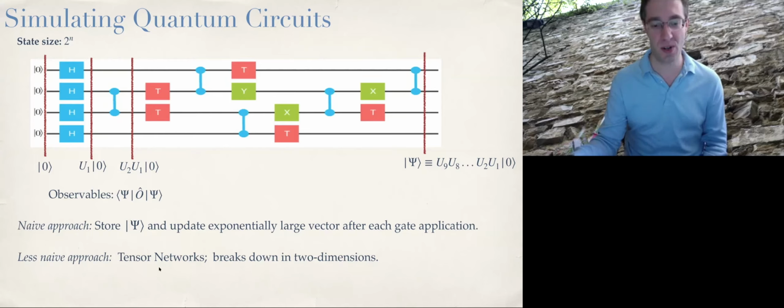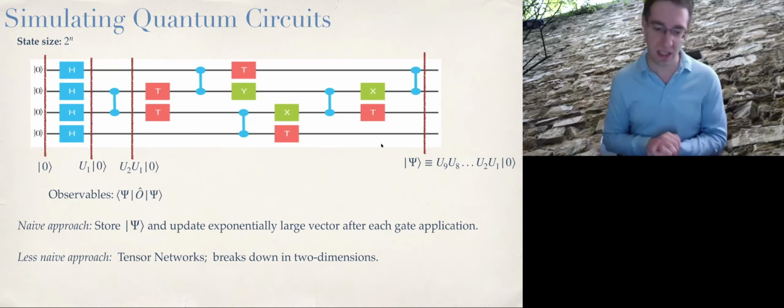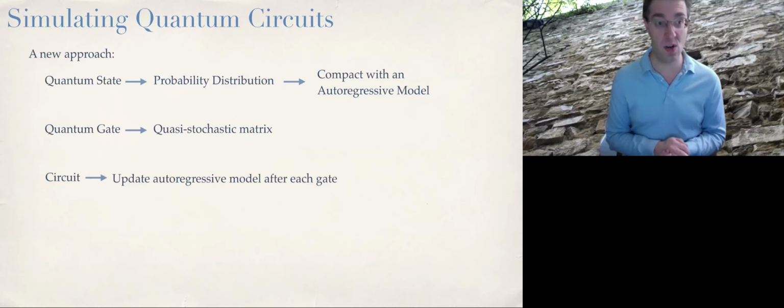And the second approach that exists is using tensor networks. And tensor networks are great, but really break down in 2 dimensions. There's a lot of great ongoing work to make that better, but we really need some new paradigms here. And so that's what we've been developing. We've really been developing a new paradigm, a new approach to simulating quantum circuits.